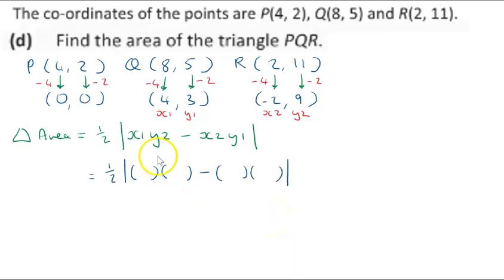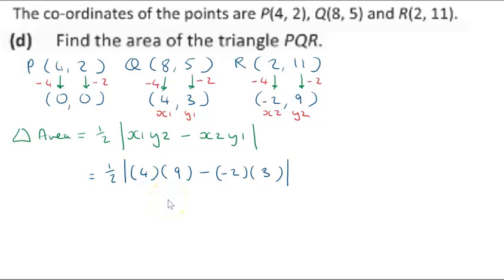So we sub into our formula. We replace x1 with 4. Make sure you put it inside brackets because we need to multiply. Then y2, we replace with 9. Again, it has to be inside brackets. Then we've got the minus. Then x2, we replace with minus 2, again inside brackets. And y1, we replace with 3 inside brackets.